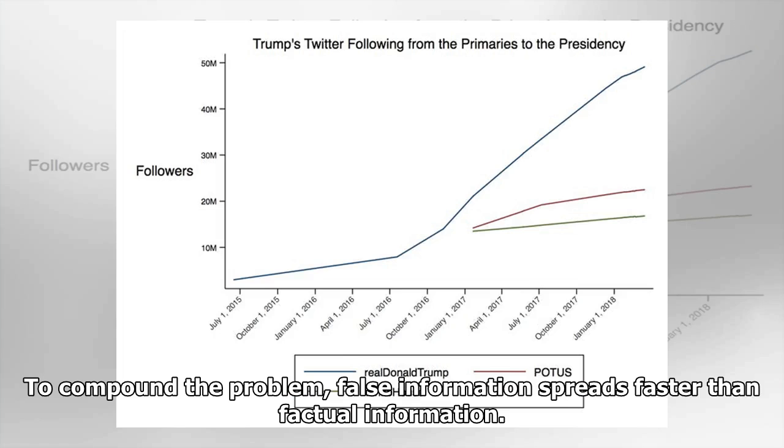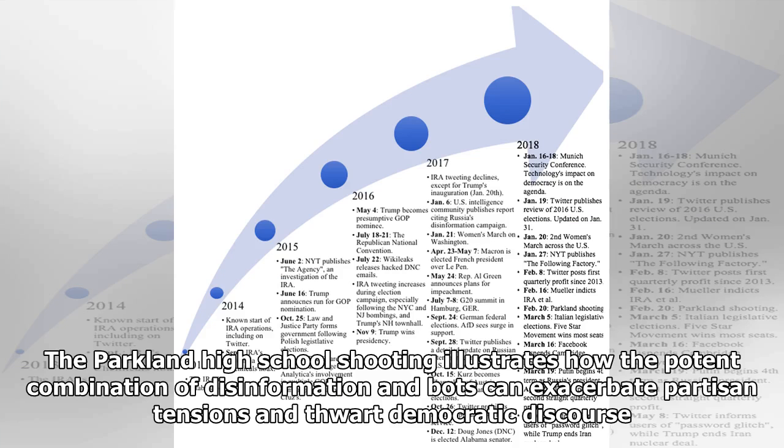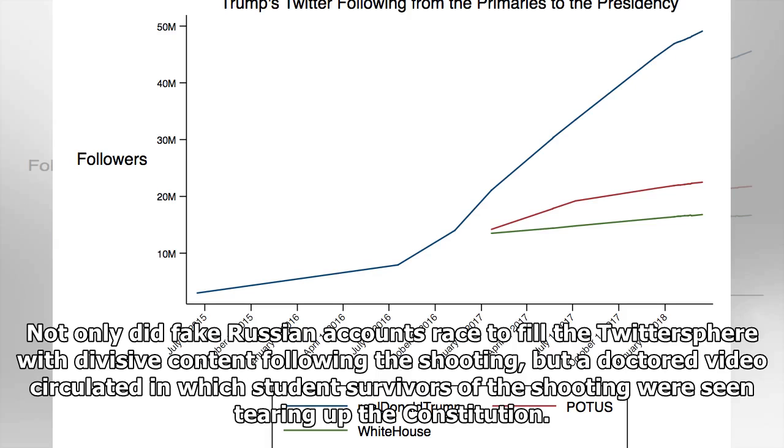To compound the problem, false information spreads faster than factual information. The Parkland High School shooting illustrates how the potent combination of disinformation and bots can exacerbate partisan tensions and thwart democratic discourse. Not only did fake Russian accounts race to fill the Twitter sphere with divisive content following the shooting, but a doctored video circulated in which student survivors of the shooting were seen tearing up the Constitution.